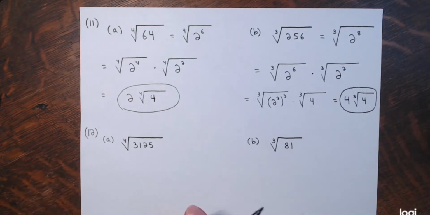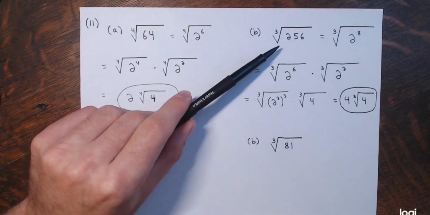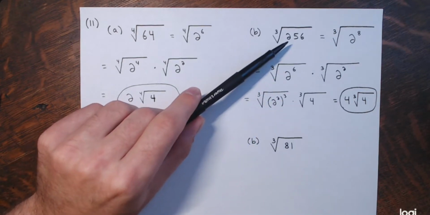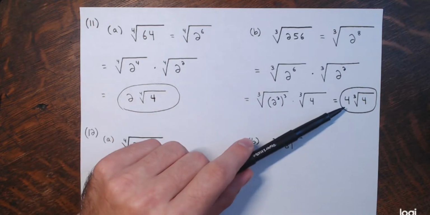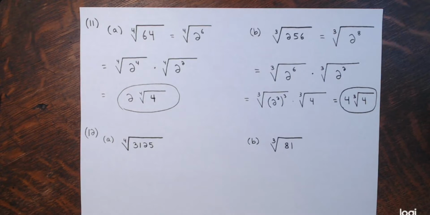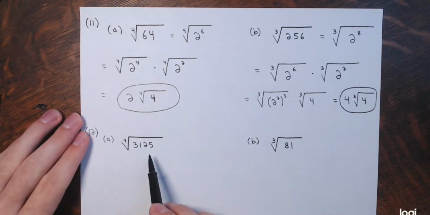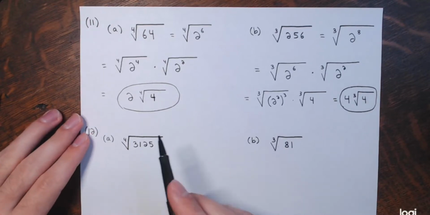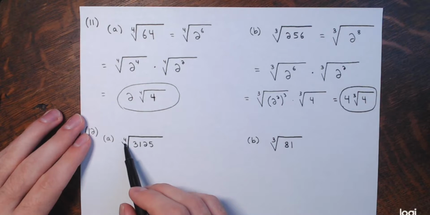And again, I leave it to you to check with a calculator. Enter the cube root of 256. Then enter 4 times the cube root of 4. And you should get the same value for both. Okay. Next, we have the 4th root now.